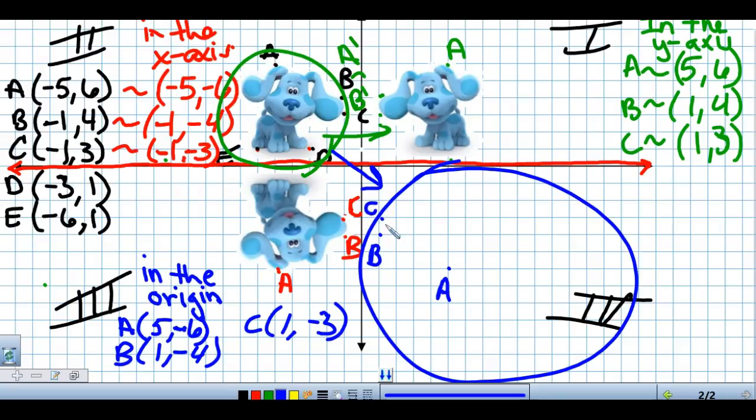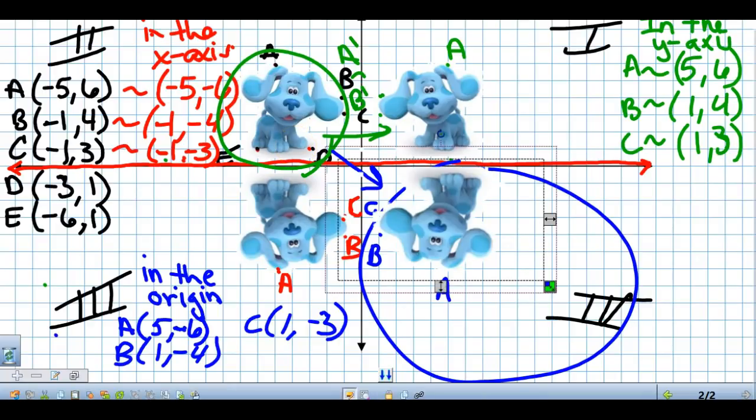All right. So this ear remains close to the y-axis no matter what. Okay. So blue looked like this. After we reflected her about the origin, she's going to look something like that. Okay. All right. I hope this has helped.